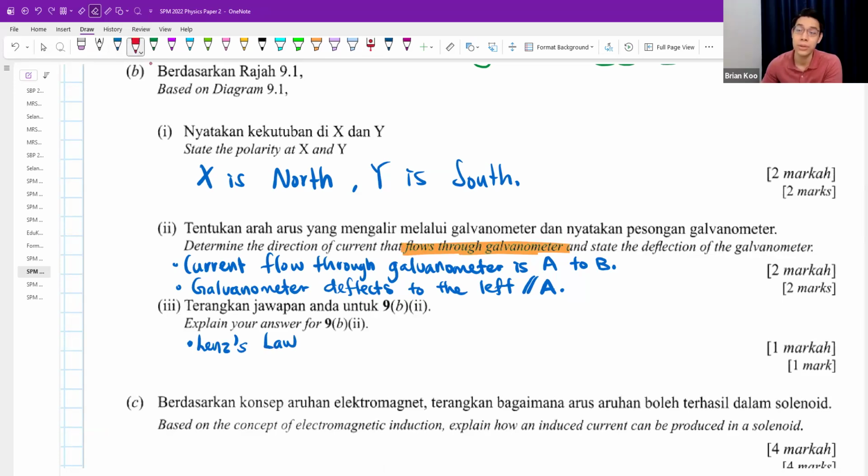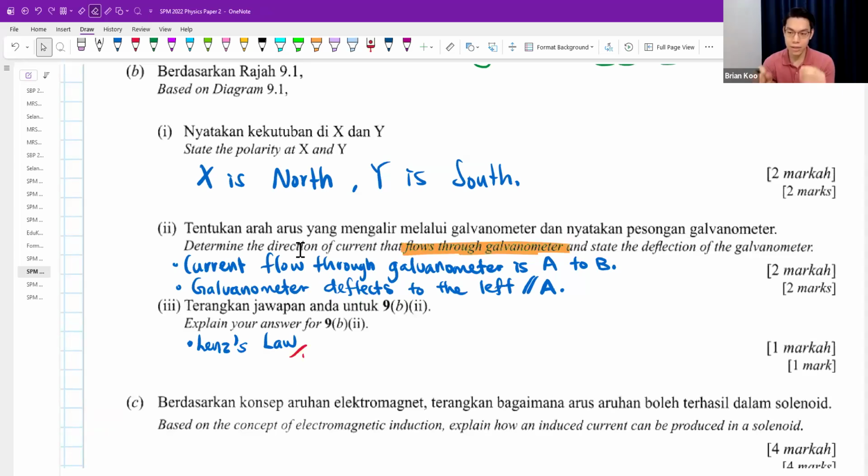You write this, you will already get 1 mark. Lenz's law says that when you move your magnet in, out like this, I'm always going to produce a current that tries to oppose whatever your magnet is trying to do. It will try to oppose the magnetic field that caused it. It sounds like a very confusing sentence, Lenz's law, actually.